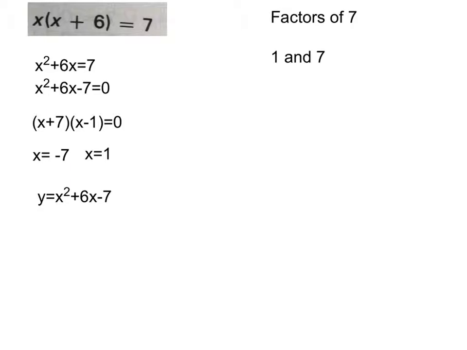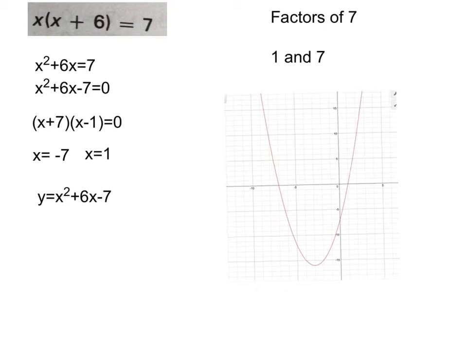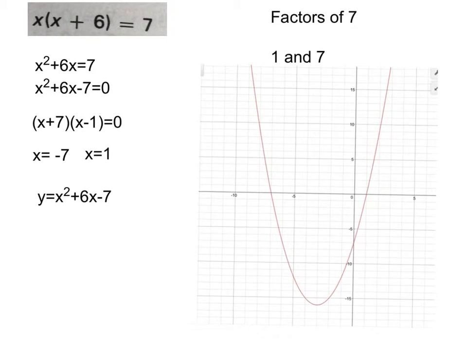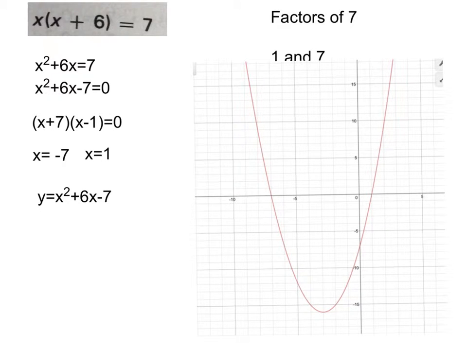If we want to draw a graph of y equals x squared plus 6x minus 7, what we would end up with is a graph like this. And notice that the curve itself cuts the x-axis at x equal to negative 7 and x equal to 1.